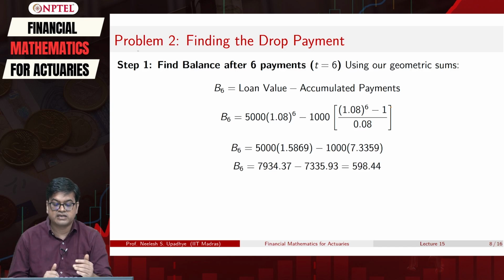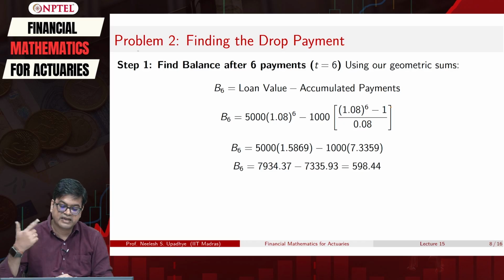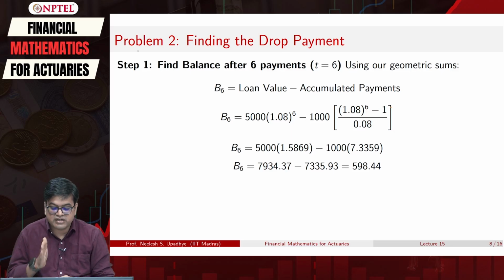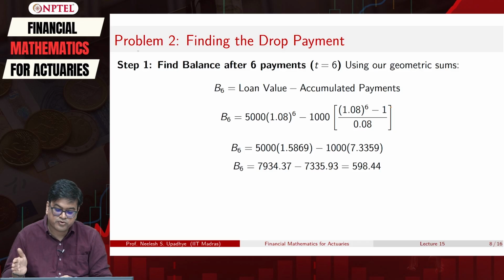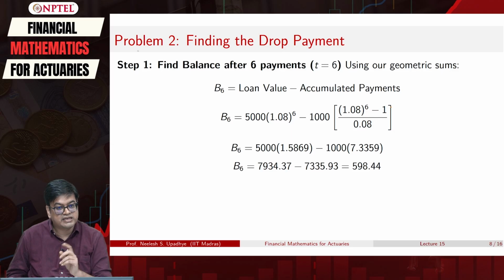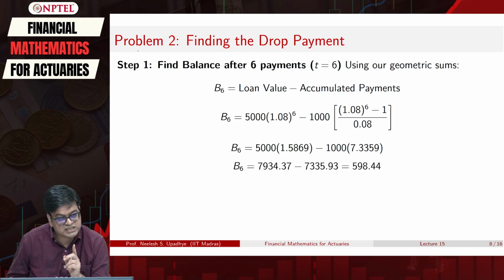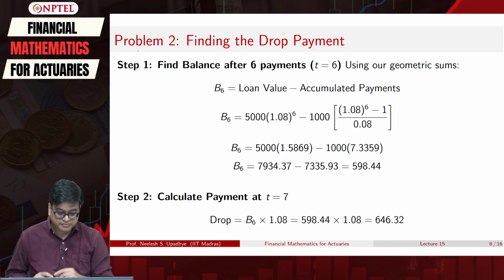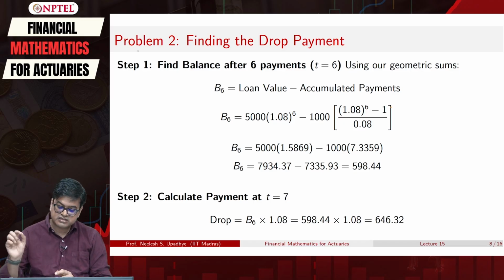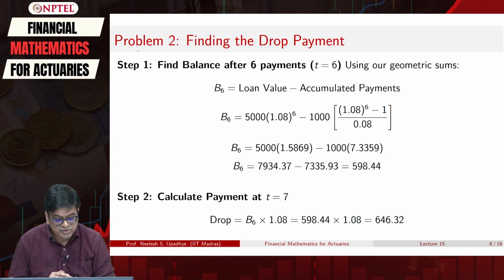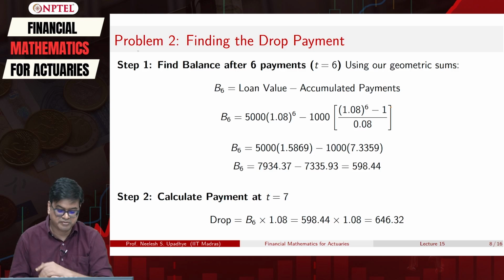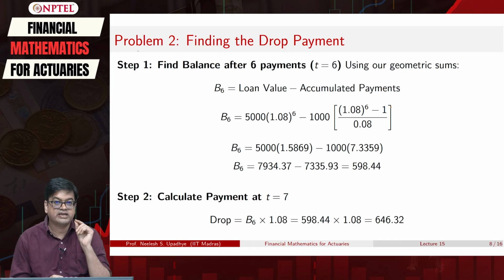Now, are you paying this right away? No, you are not paying it, it is a drop payment. So, this particular amount will earn interest, and the interest that will be earned you have to pay. So, we have to look at how much 598.44 will earn in one time period. So, we will calculate the payment at t equal to 7 by multiplying this B6 value by 1.08. That is what we will do, and it turns out to be 646.32.